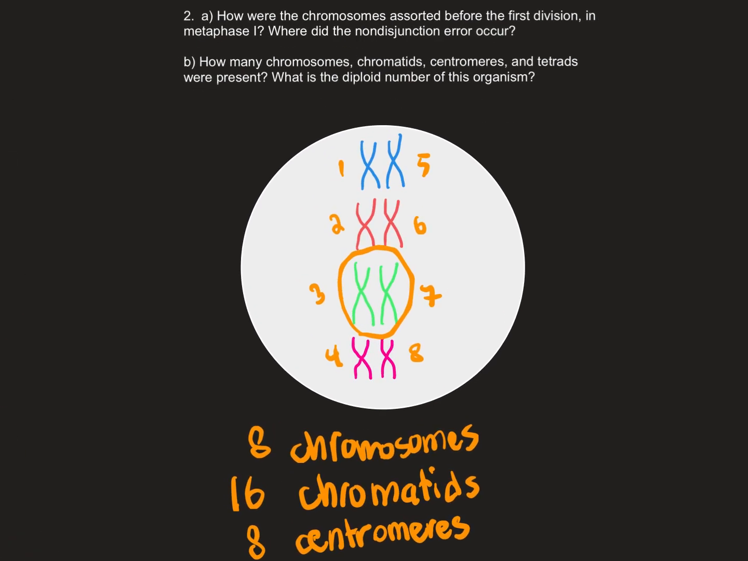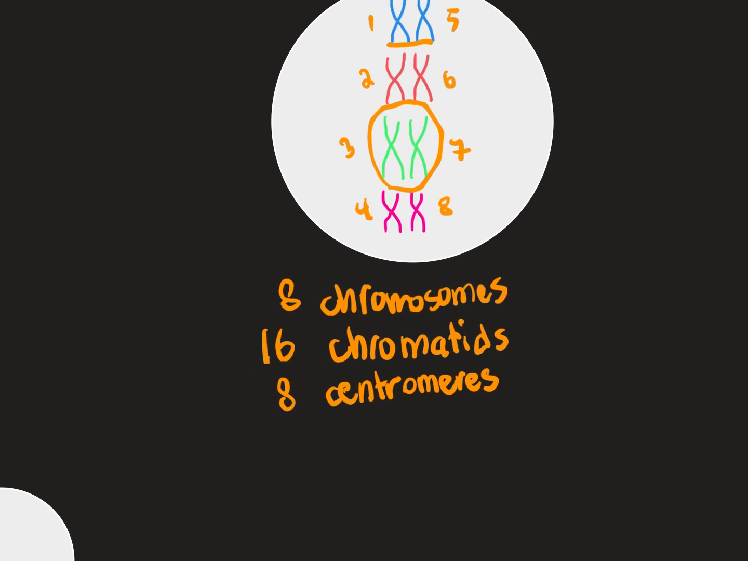And how many tetrads are present? Well, here we do actually have tetrads. We can see that these homologous chromosomes are paired together, forming a tetrad, and we have 1, 2, 3, 4 tetrads.